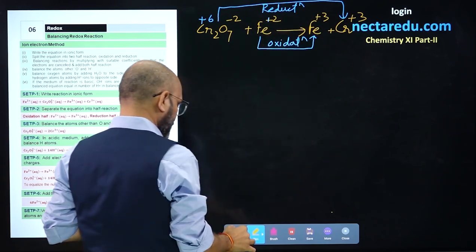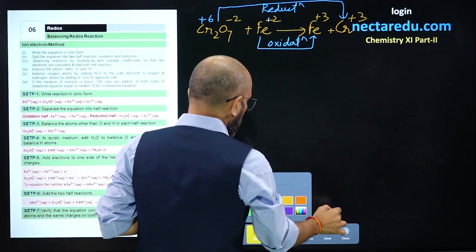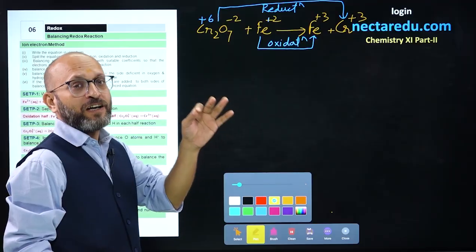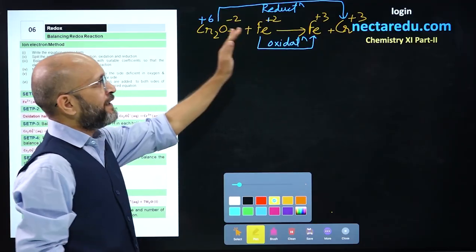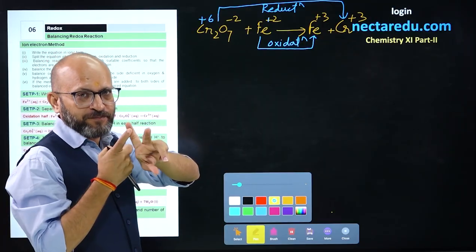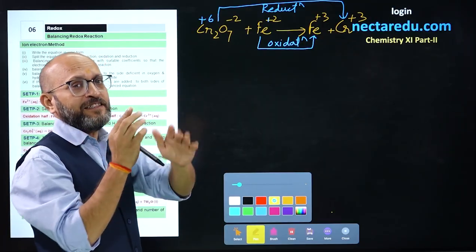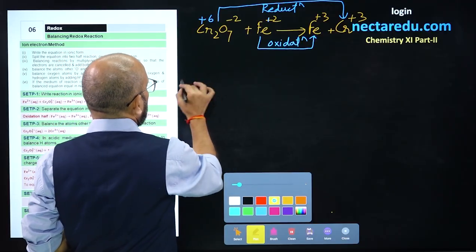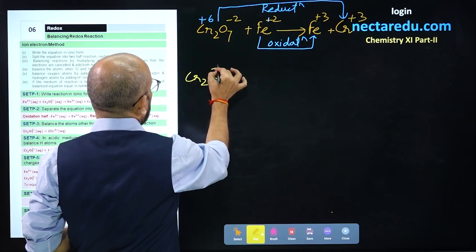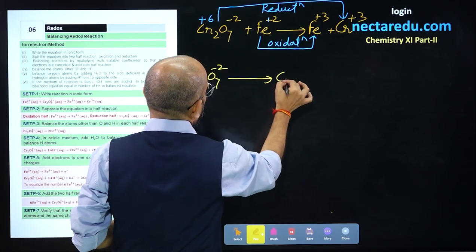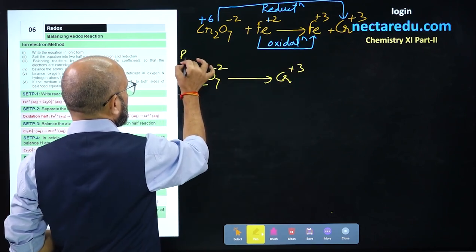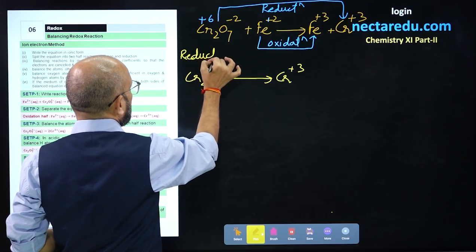So what will be the first step? The first step will be to separate the oxidation half reaction and the reduction half reaction. The overall reaction is redox, so there are two parts, oxidation part and reduction part. I will separate each of them. So firstly I have taken dichromate, which is going into chromium 3+. What is happening? There is a reduction half reaction.